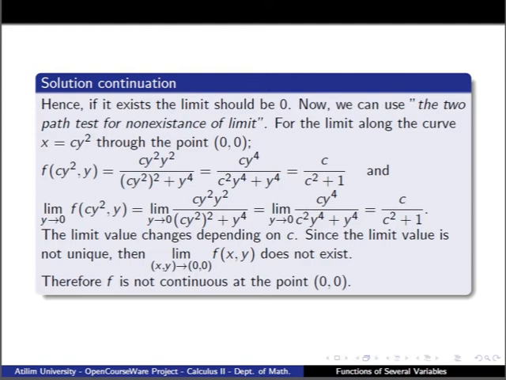And if you take the limit of this result as y goes to 0, the result is c over c squared plus 1, which means again that this limit depends on the constant c, or in other words, we can say that this limit does not exist. Since the limit does not exist, the second item of the continuity test does not hold. Therefore, the function f is not continuous.